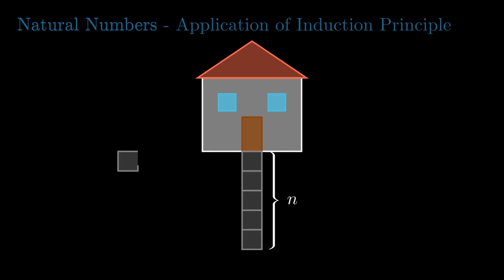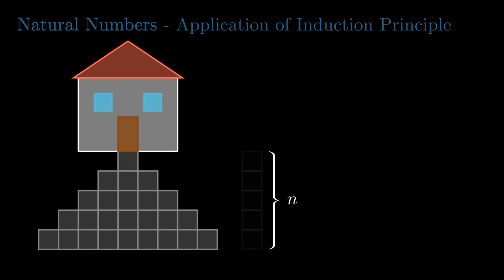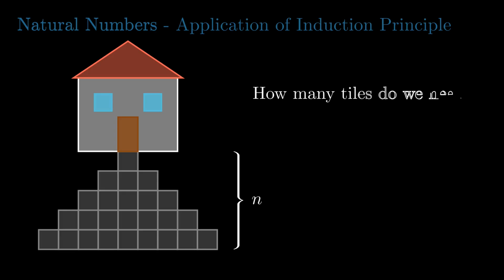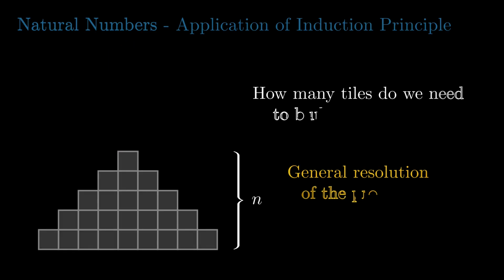Now the problem. What if the tiles are arranged like a pyramid instead, with the side of each tile perfectly aligned with the next one after it? The question is, how many tiles do we need to build the driveway? The request is a general solution of the problem based on the number of tiles n required to go in a straight line.